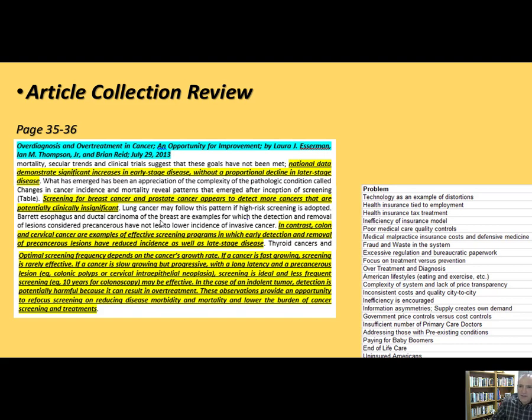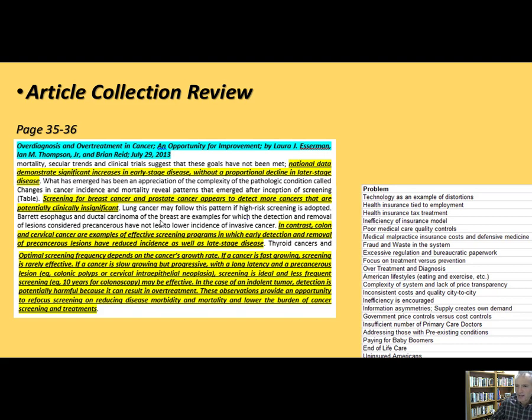Here's another overdiagnosis. That previous one was specific to breast cancer, so if you want more data on that, you have to read the entire article. But here's another one: overdiagnosis and overtreatment in cancer. National data demonstrates significant increases in early stage disease without a proportional decline in later stage disease. So think about that. Screening for breast cancer and prostate cancer appear to detect more cancers that are potentially clinically insignificant. In contrast, colon cancer and cervical cancer are examples of effective screening programs in which early detection and removal have reduced incidence as well as late-stage disease.